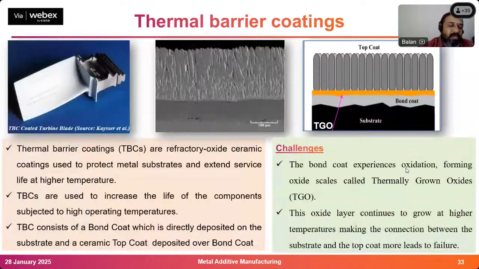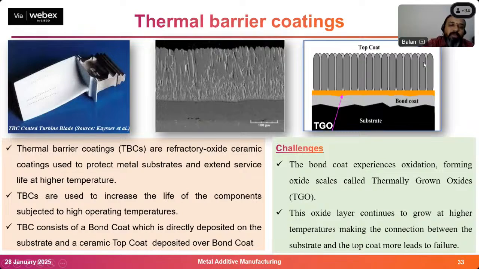We are exploring another capability called FGM. What is FGM? Functionally graded material. For giving that case study, I have to give some introduction about thermal barrier coating. So, what is thermal barrier coating? If you take turbine blades, normally they are made of Inconel. On top of the Inconel, we go for a bond coat. The substrate here is Inconel. Over that we have a bond coat and we have a top coat.